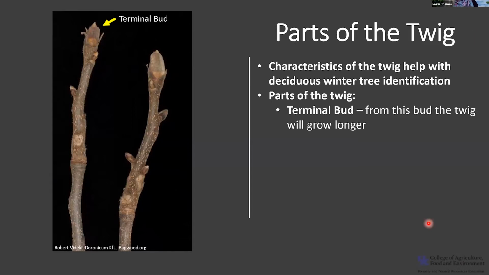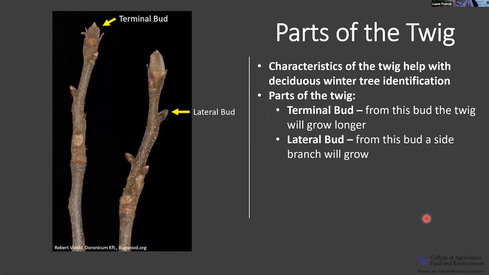And then we have our lateral buds, and the lateral buds are the ones that are on the side, not at the top. From these buds, a side branch can grow. Usually you'll notice that these are found in the leaf axils. So there had been a leaf down here, so it's in that axil of the leaf.